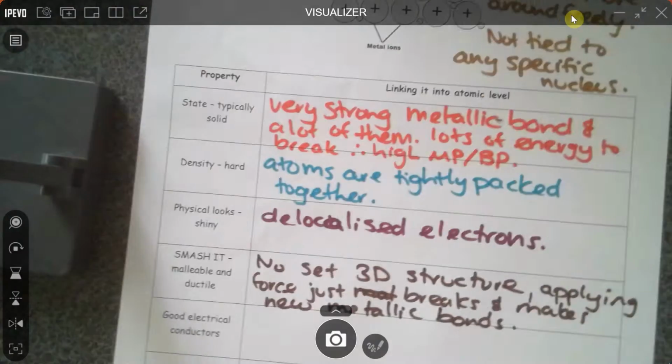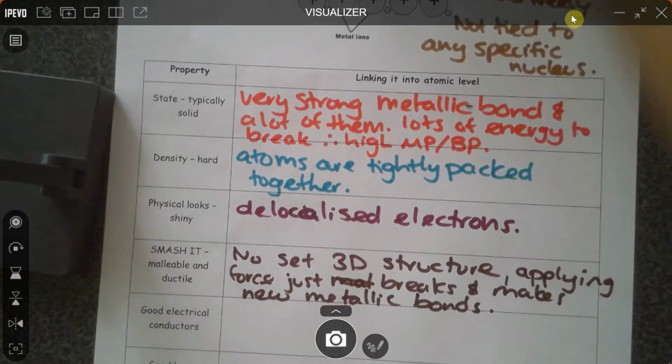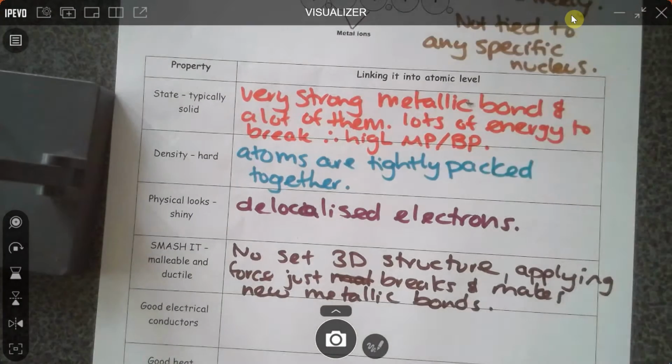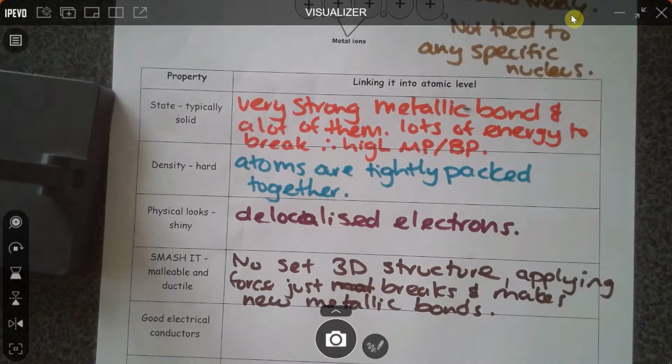Great. I'll stop it there. What we're going to do is look at some more properties. Does anybody still need to write down any notes? Or can I move on? We good?